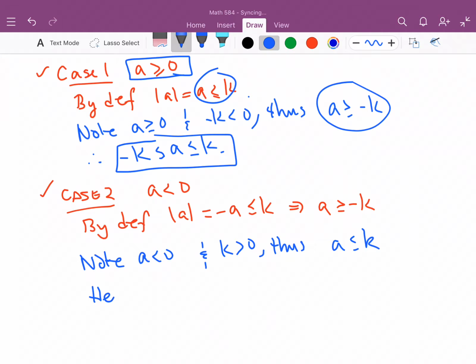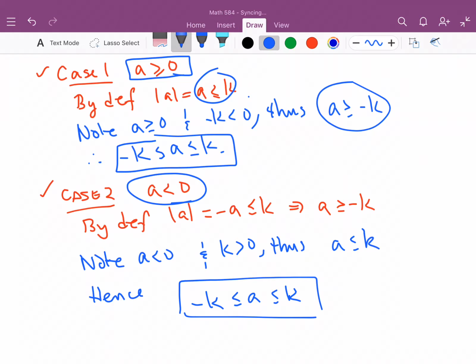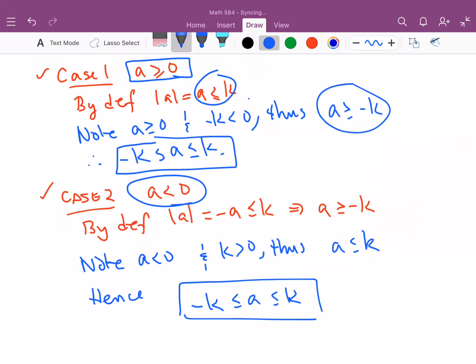Hence, negative k is less than or equal to a is less than or equal to k. And there you have it. Now that a is negative, I was able to show that if I assume that the absolute value of a is less than or equal to k, then I've got exactly what I need. And so this is the proof that I was expecting you to be able to do, because the other way the logic just doesn't make sense.